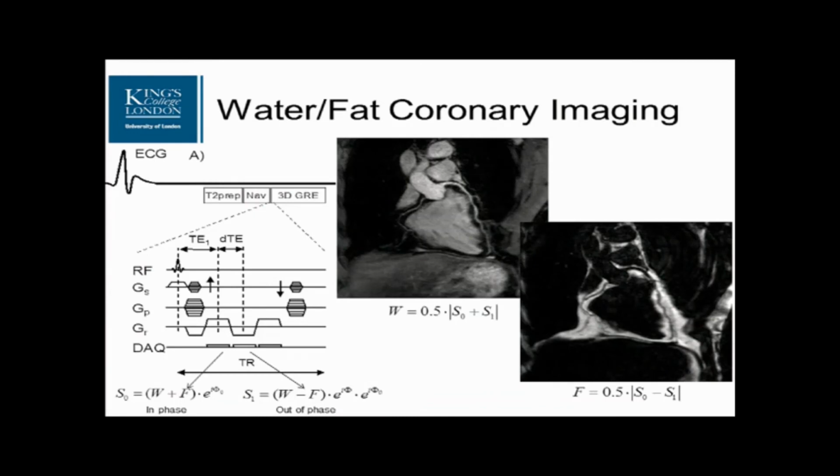It's called the Dixon technique, where we acquire 2 or 3 echoes, and usually we acquire one image where the water and fat are in phase, and one image where the water and fat are out of phase. And then if we either add the images or subtract the images, we can reconstruct just a water-only or fat-only image and generate an angiogram, or also an image of epicardial fat, which may also be a risk factor for atherosclerosis.